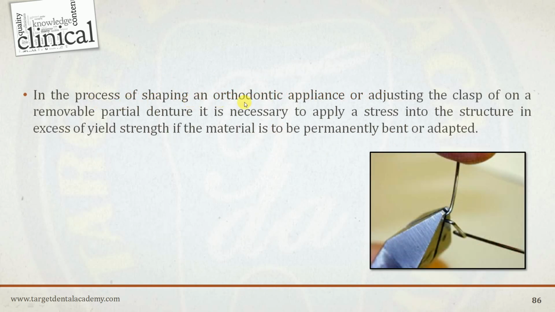In the process of shaping an orthodontic appliance or adjusting a clasp of a removable partial denture, it is necessary to apply a stress to the structure in excess of the yield strength if the material is to be permanently bent or adapted. So when you are adapting a clasp, whether it is an Adams clasp or C clasp or Crozat clasp, because a clasp is basically used to provide retention in your denture or removable appliances. When you apply any stress onto the structure, you can apply it at its proportional limit. The proportional limit is the point at which the elastic strain ends and your plastic strain begins.